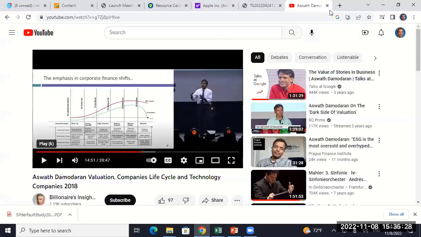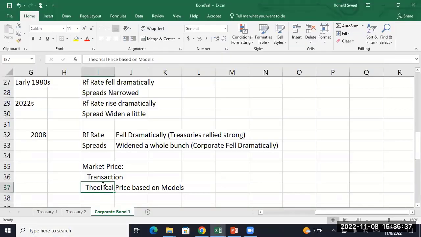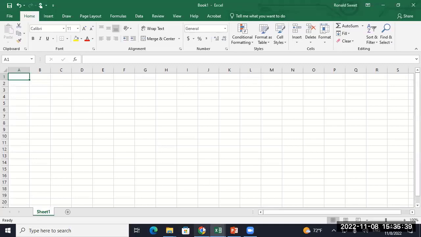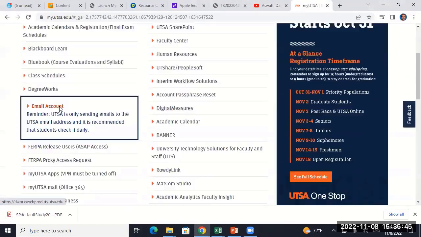So if you don't have a Capital IQ account, you need to get one really fast. Let's see if this machine has it on it. It may not. It doesn't. Nope, it doesn't. All right. So Capital IQ, you just go to UTSA, go to the library.